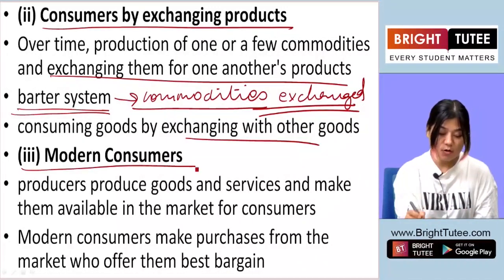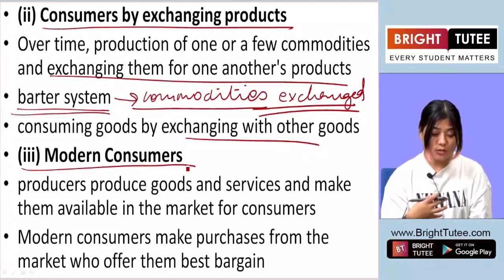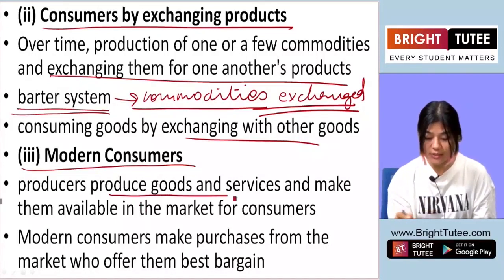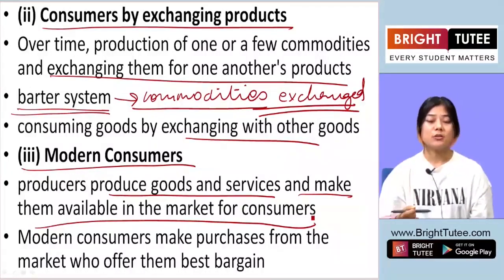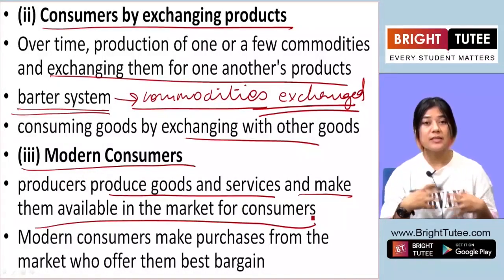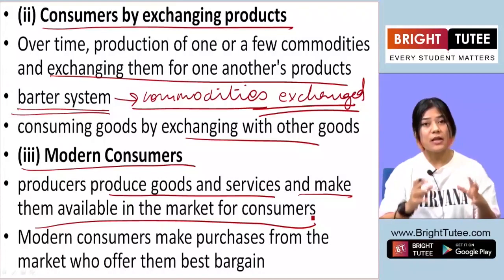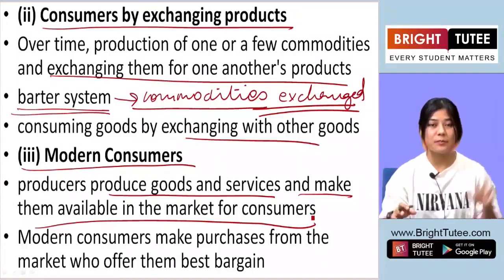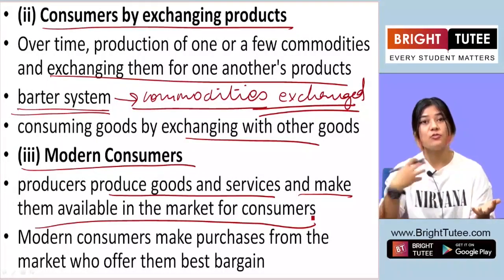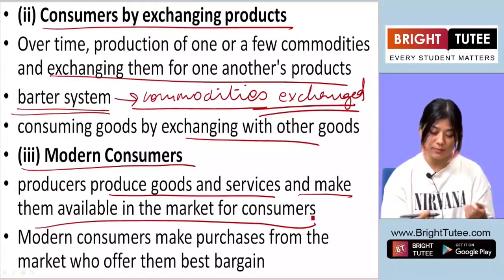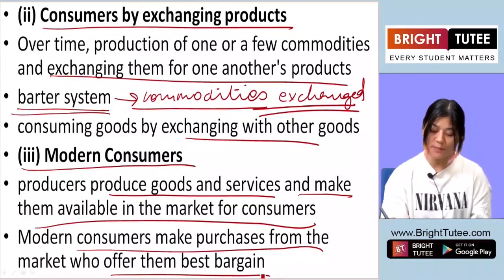The third category is called modern consumers. Now, modern consumers are those where the producers produce goods and services and make them available in the market for the consumers. Okay, so we are modern consumers. We need certain things. We need food, clothes, medicine, etc. The goods are made available in the market. The producers produce the goods and services, make them available in the market for us to go and purchase them or consume them. Okay, so modern consumers make purchases from markets that offer them the best bargain.